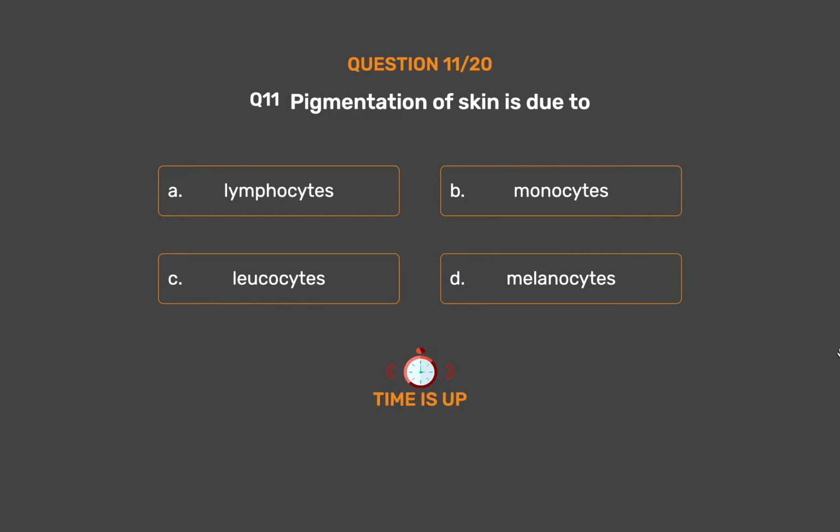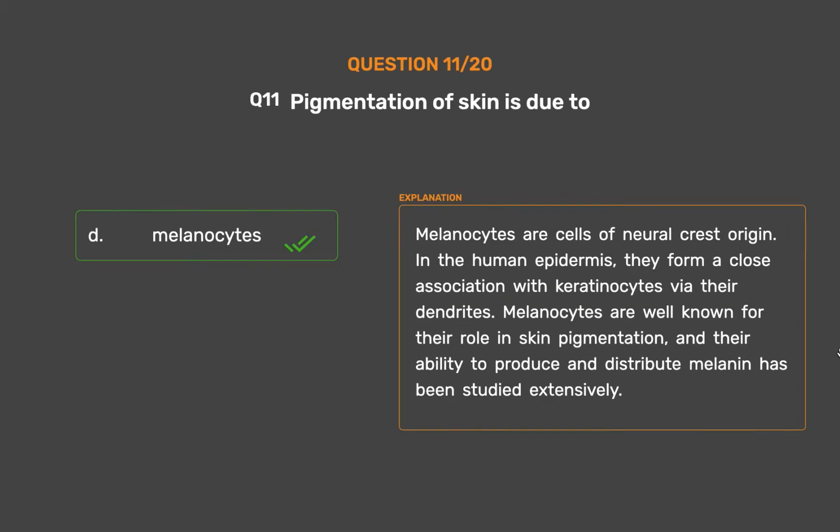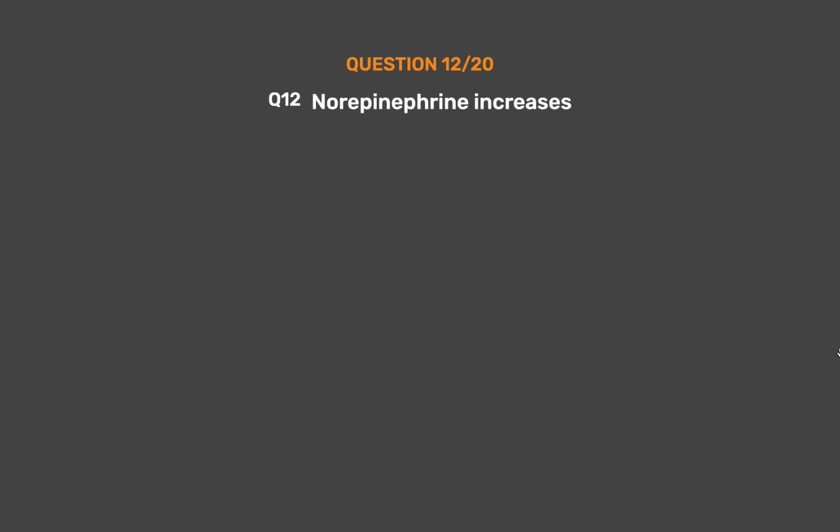The correct answer is Option D. Melanocyte. Melanocytes are cells of neural crest origin. In the human epidermis, they form a close association with keratinocytes via their dendrites. Melanocytes are well known for their role in skin pigmentation, and their ability to produce and distribute melanin has been studied extensively.